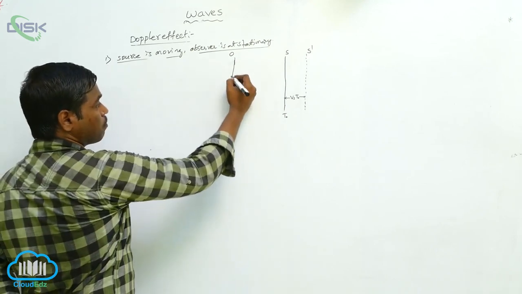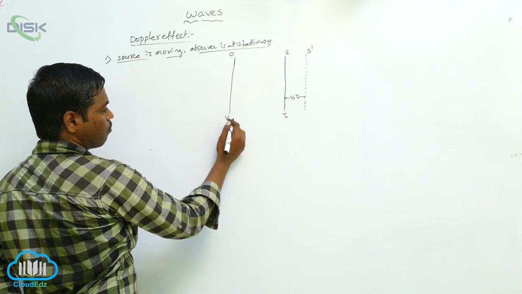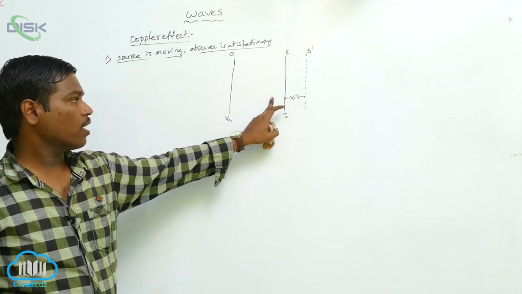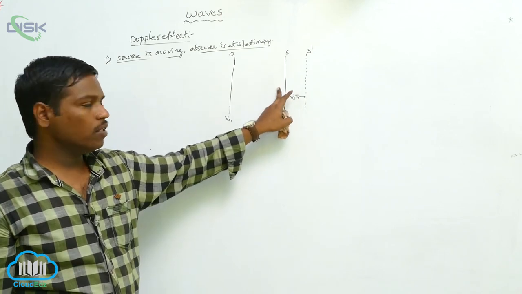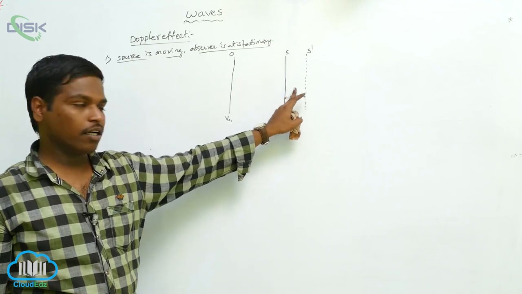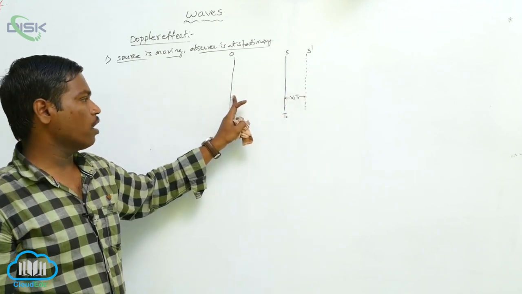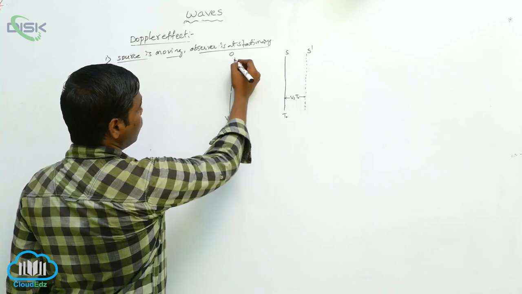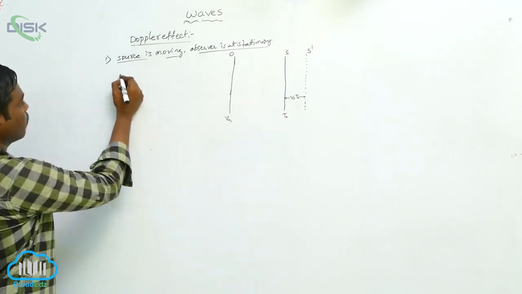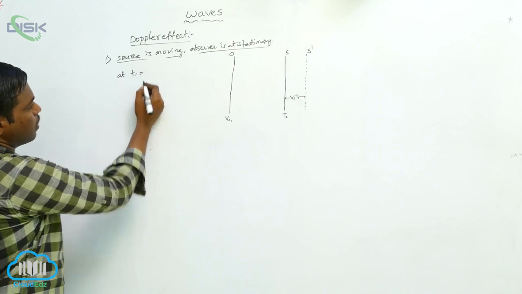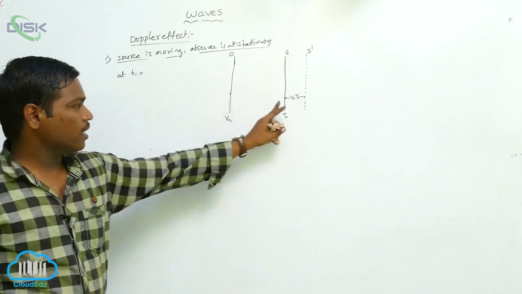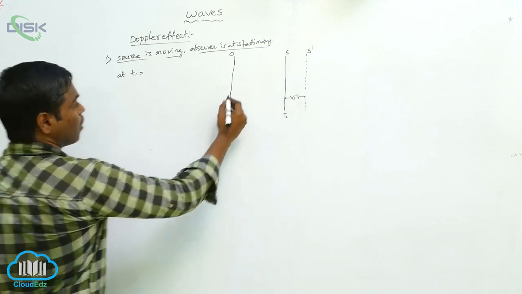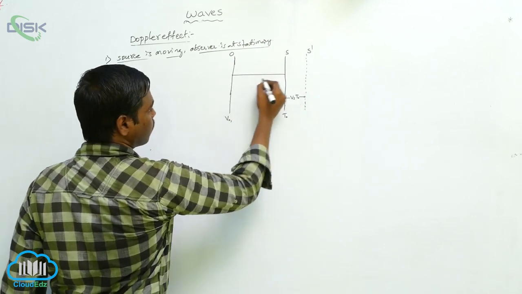Now this is the observer, and the observer speed is V0. When this source produces the crest, that means it produces the sound, that sound consists of crest and trough. The crest is reaching the observer at time t1. At t1 time the crest is reaching the observer, and the distance between this observer and source is taken as L.